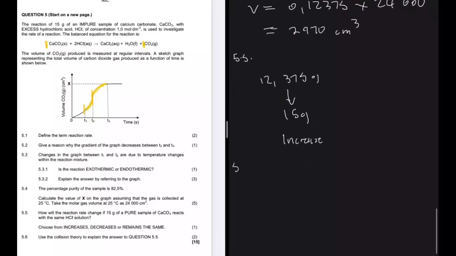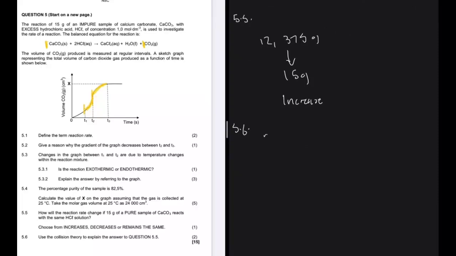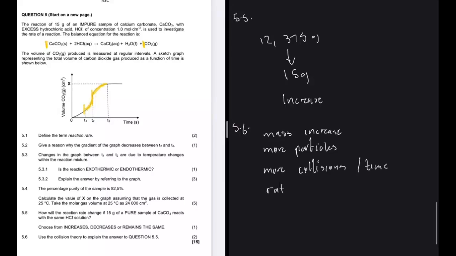And then 5.6 says explain why you say it is increasing using the collision theory. So we know that if the mass increases, we're going to have more particles that are ready to react. And then with more particles, we'll have more collisions per unit time. And as a consequence, the rate of the reaction will go up. It will be high. So that's how you'd explain 5.6.